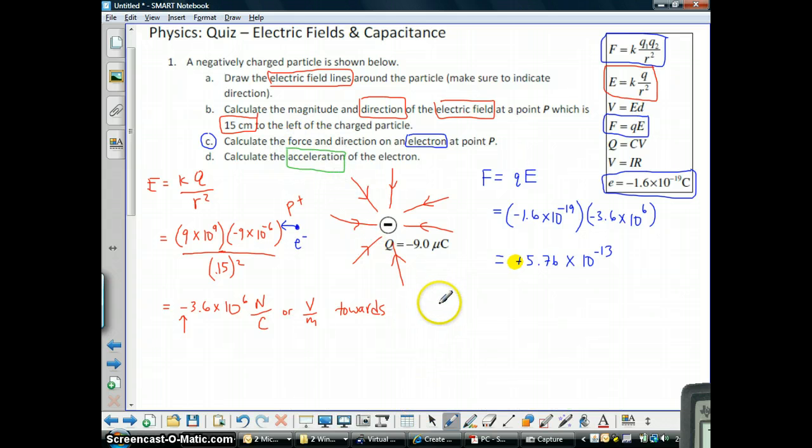Last part, I'm looking for acceleration. Use trusty F equals ma. I know the force, which was just found here, 5.76 times 10 to the negative 13. The mass is of an electron, so if you look up in that table, the mass of an electron is something.